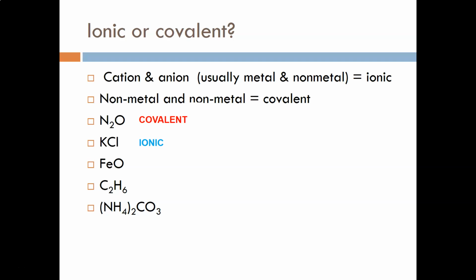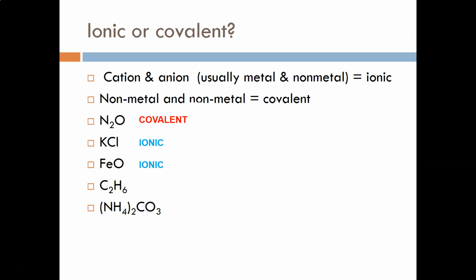All right, iron is a metal, oxygen is a nonmetal, so that is ionic. Carbon is a nonmetal, and hydrogen is a nonmetal. You have to be careful. Yes, hydrogen is on the left side of the periodic table.